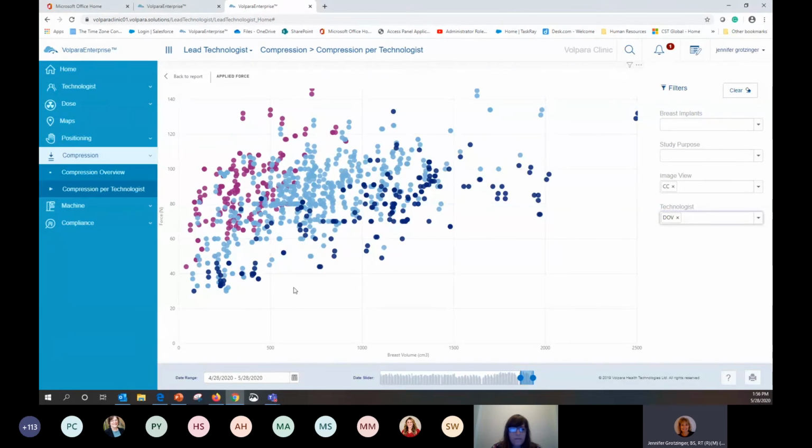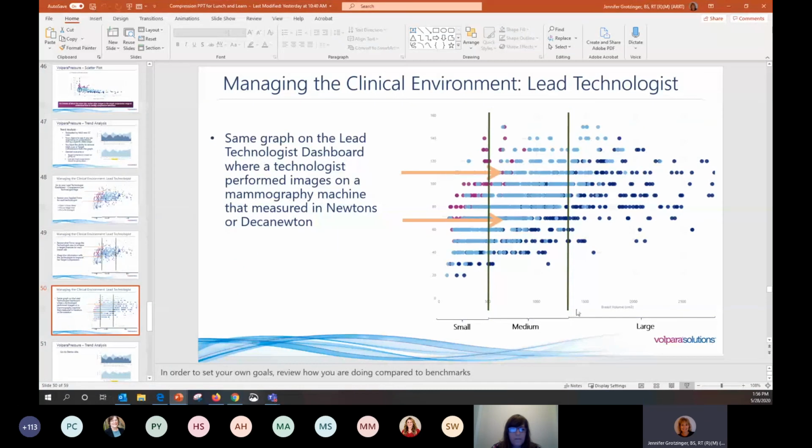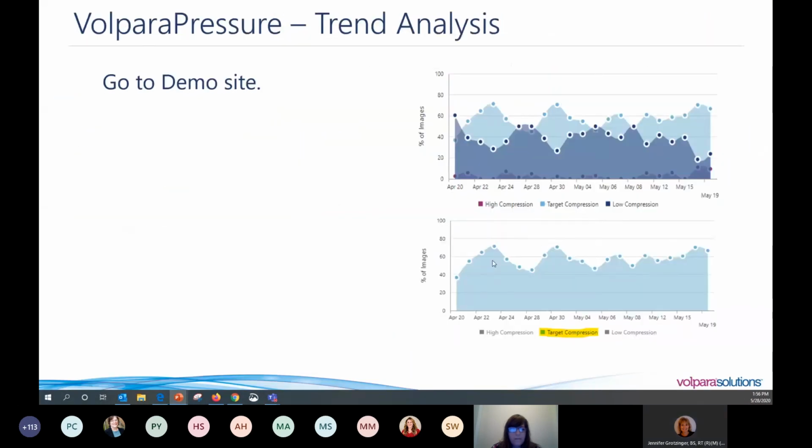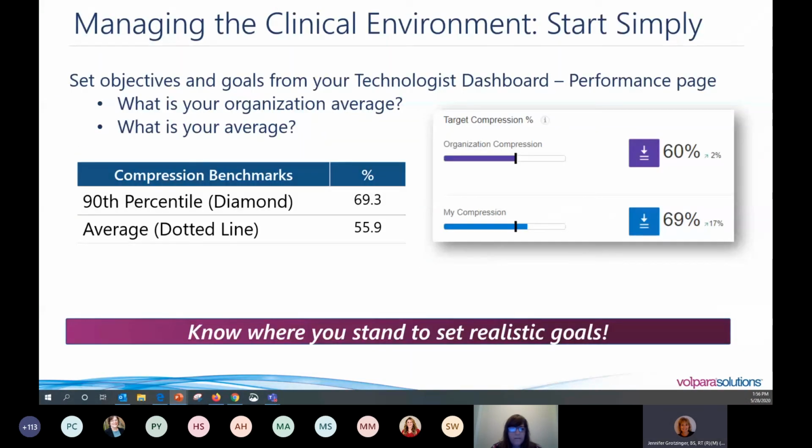So it's a great way for you to really identify what she is using and how she can adjust moving forward on her future patients. So let's come back to the presentation here. Give it a moment. All right, so now what can you do to help adjust your compression?